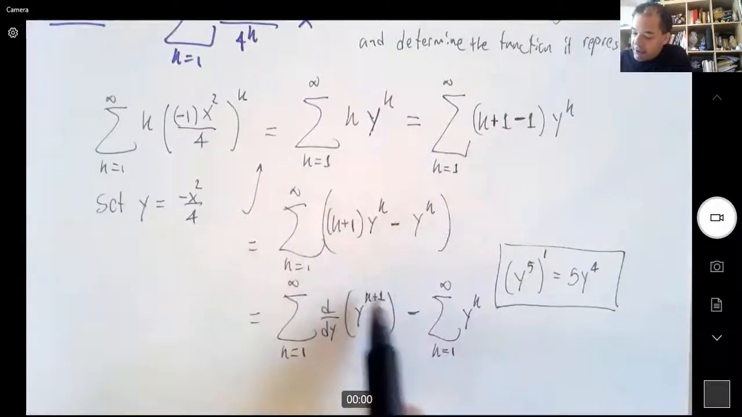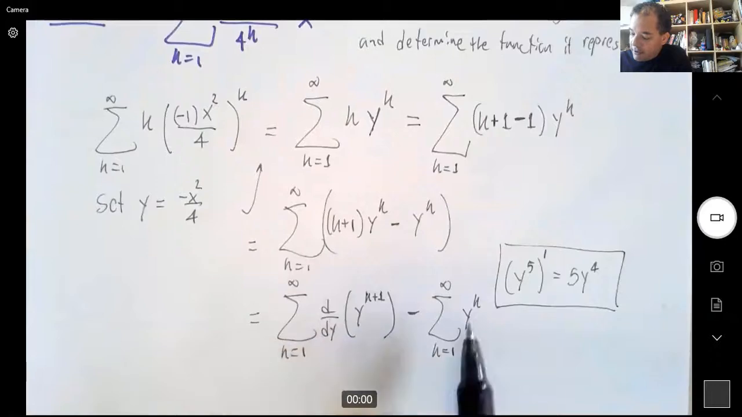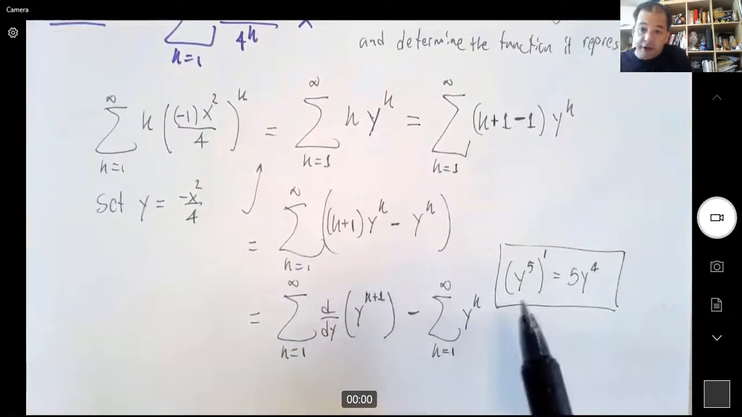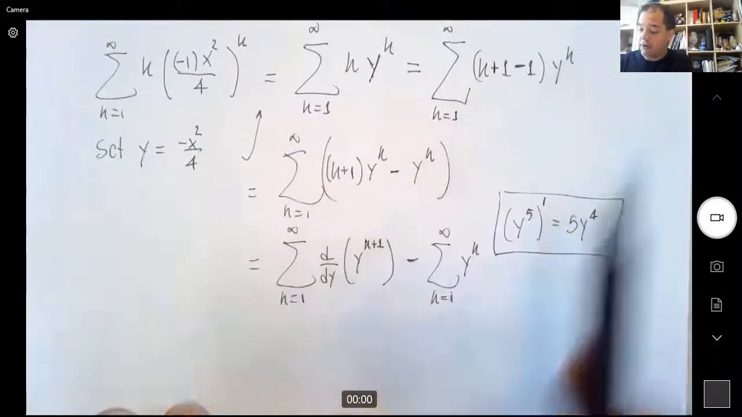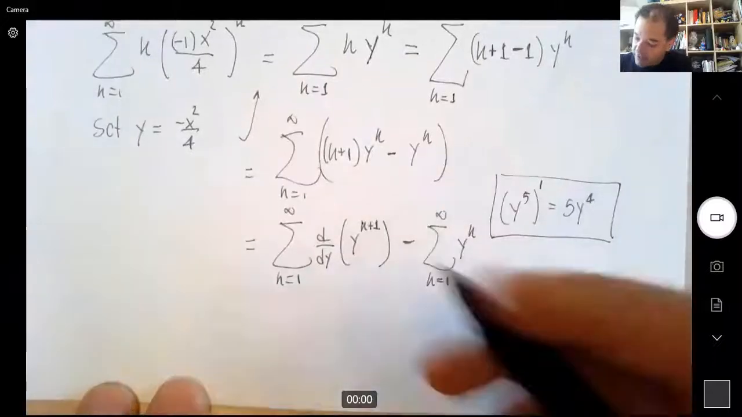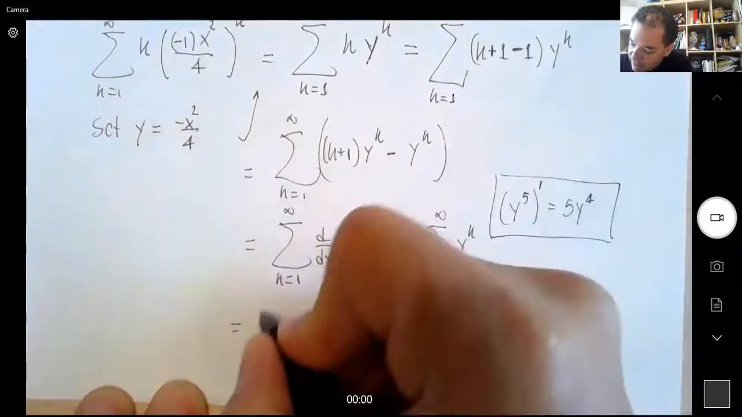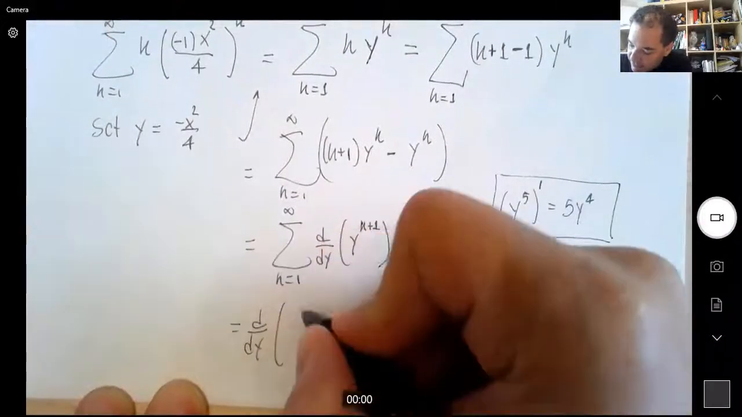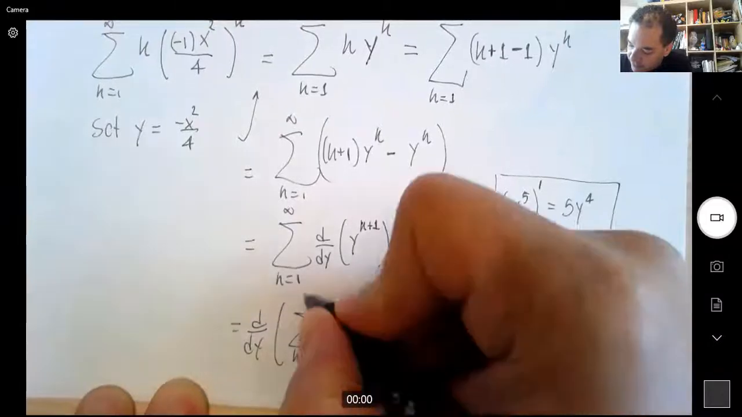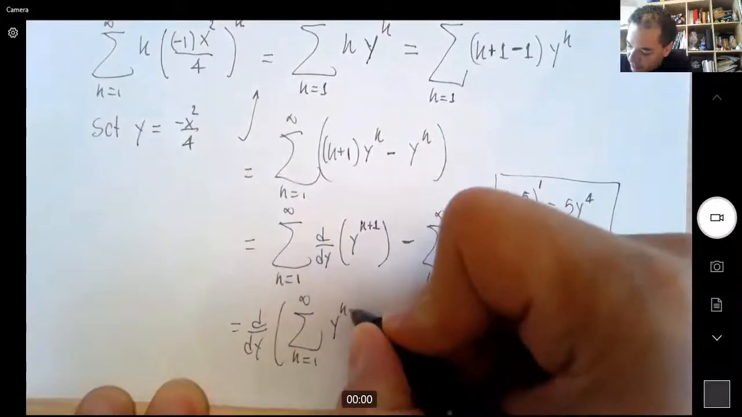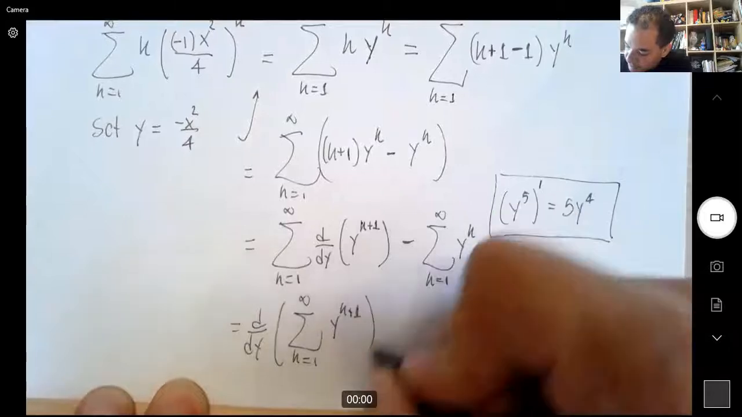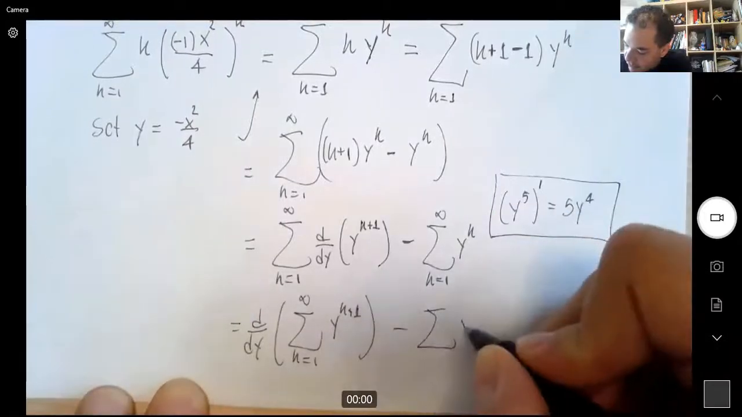Then you realize this is the derivative of this one, and this is just the regular power series of the geometric function, right? So now this derivative we can take out. So this is just now the derivative of this power series from 1 to infinity of y to the k plus 1. And this is just y to the k.